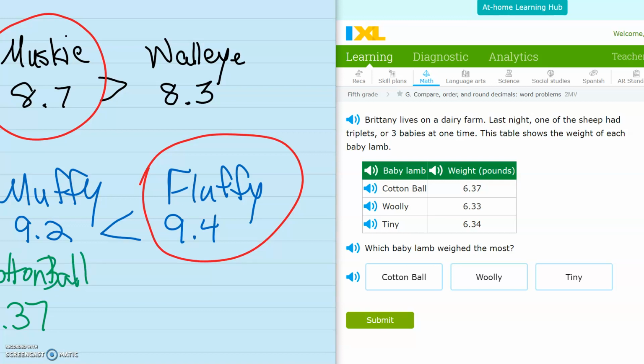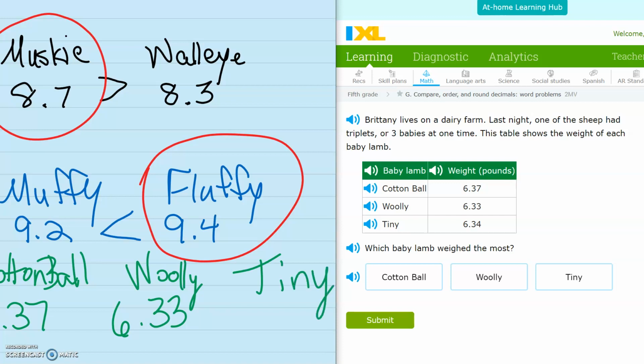All right, and then Woolly was 6 3/33. This was Woolly. There's 2 L's in Woolly. All right, and Tiny was 6 3/34.